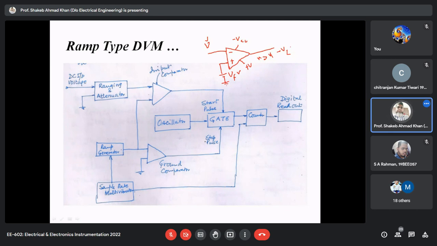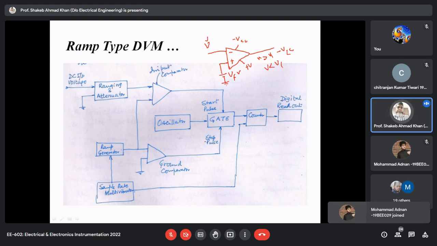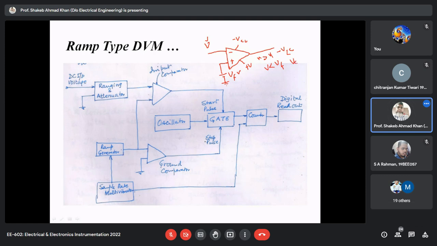Anyway, this gives minus VCC. And when your unknown voltage is less than the reference voltage, meaning your reference voltage is more than the unknown voltage, then the output will be plus VCC.